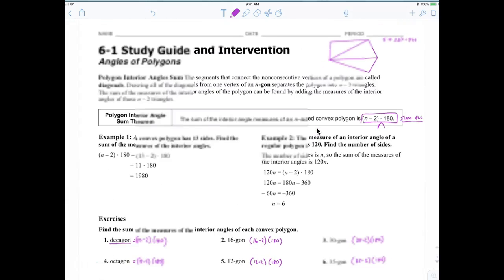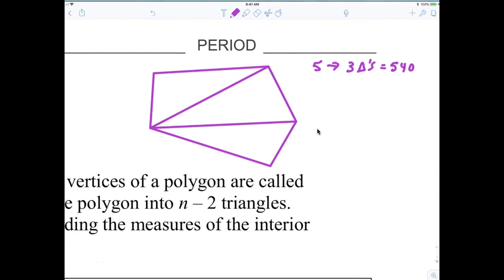Right? Now, this example that I gave up here, are all these angles the same? No, because they're not what? Regular. But if I were to add up all of those angles, it would add up to 540. You with me? But they're not equal. All right, so this formula only works when it says it is a what? Regular. All right, is everybody happy with that?